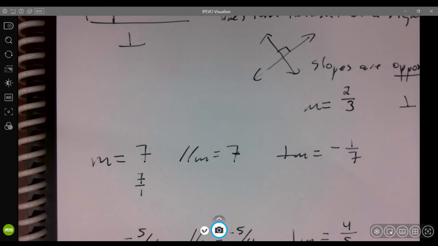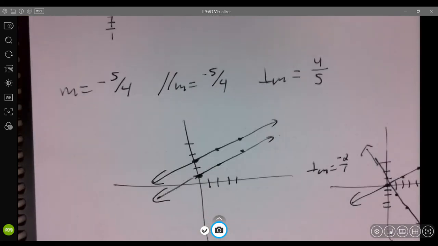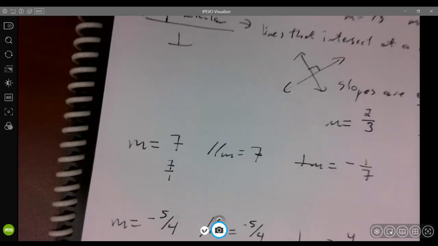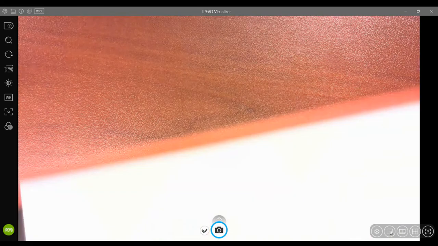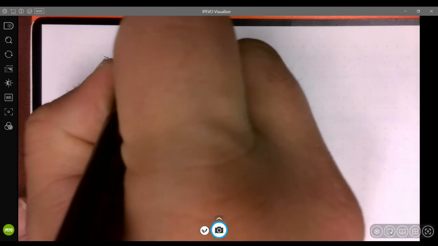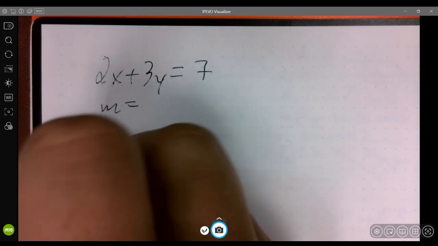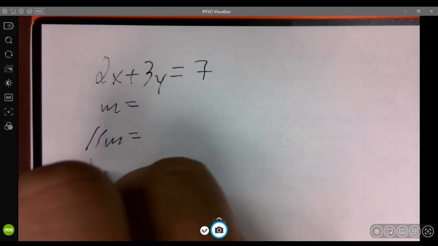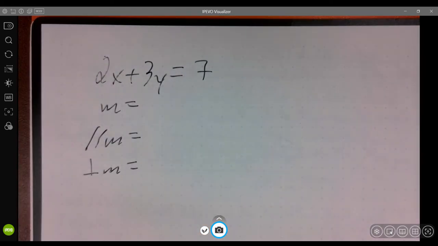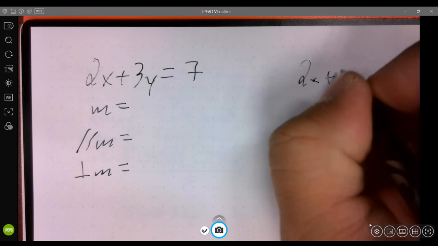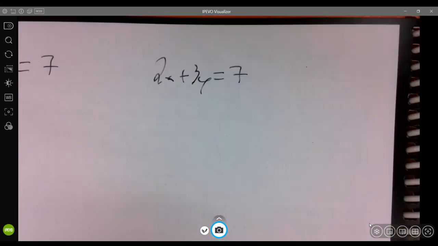So we did that the other day: if you've got a slope, what is the parallel or perpendicular slope? And we talked about maybe graphing some of them. Now what we're going to do today is, what if I'm given an equation, a linear function that is usually in standard form. Let's say I have 2x plus 3y equals 7, and I want to find the slope of this line, the slope of a parallel line, and the slope of a perpendicular line. So I'll rewrite this here: 2x plus 3y equals 7.